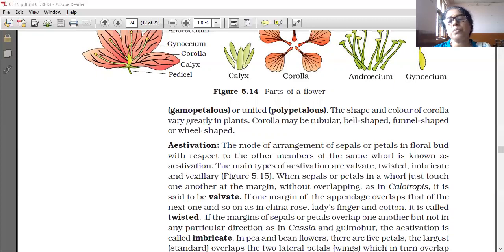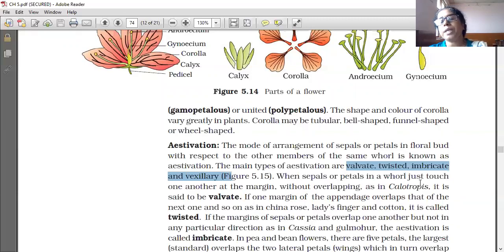The main types of estivation are valvate, twisted, imbricate and vexillary. Four types of estivations: valvate, twisted, imbricate, vexillary. Now we will learn one by one.